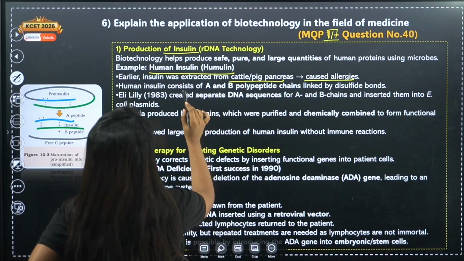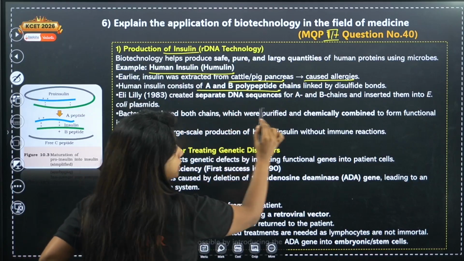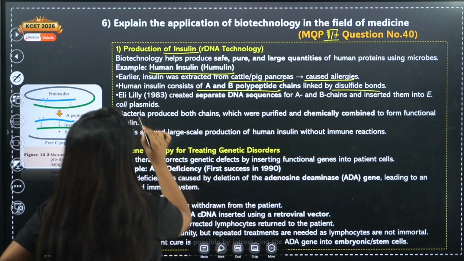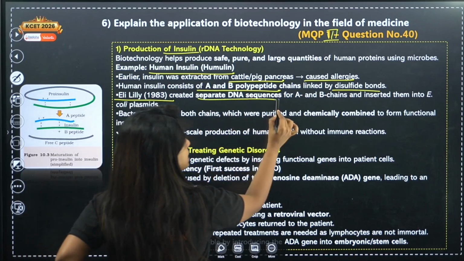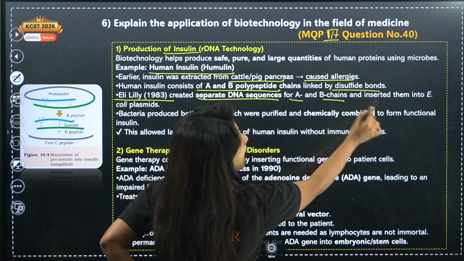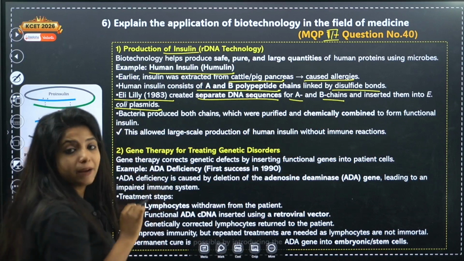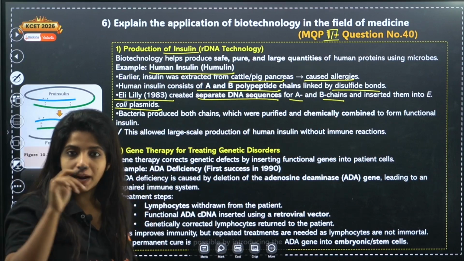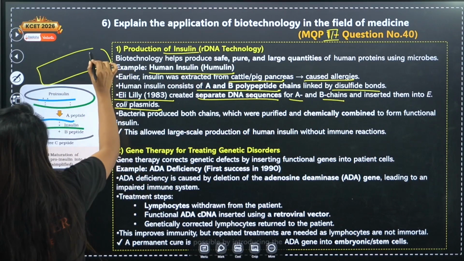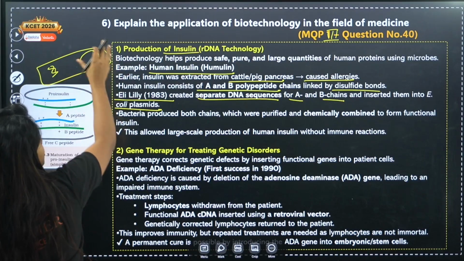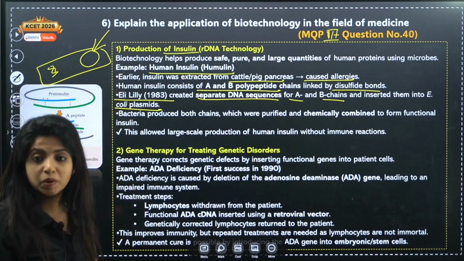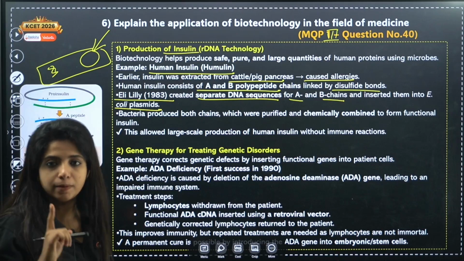Now, human insulin consists of A and B polypeptide chains linked by disulfide bonds. Eli Lilly, in the year 1983, created separate DNA sequences for A and B chains and inserted them into E. coli plasmids. So, E. coli has plasmids. Plasmid is something that has its own genetic material, apart from the extra chromosomal material we studied in Biotechnology: Principles and Processes.